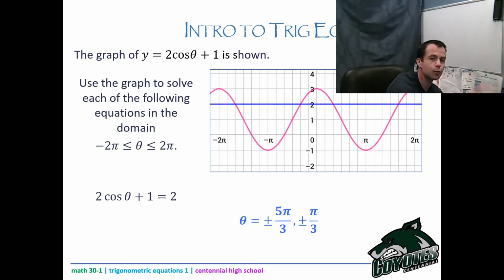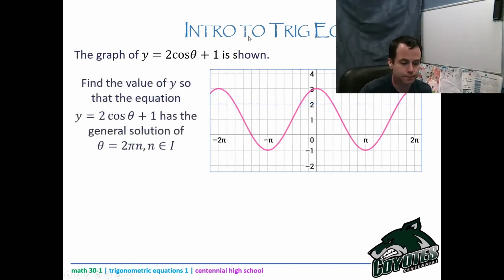Now, don't let the wording of the next question throw your game off. Think about what we've been doing for these 3 questions. The next question says, find the value of y so that the equation y equals 2 cos theta plus 1 has the general solution of theta equals 2n pi or 2 pi n. Don't let that confuse you. It could be written either way. Where n is a member of the integers.